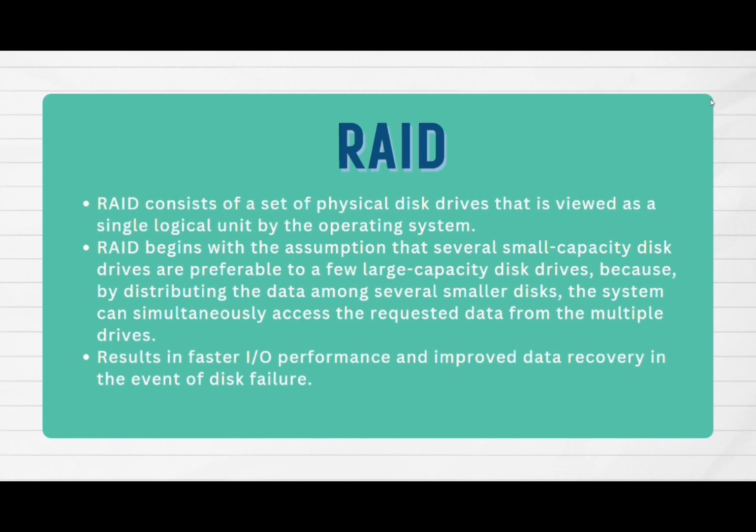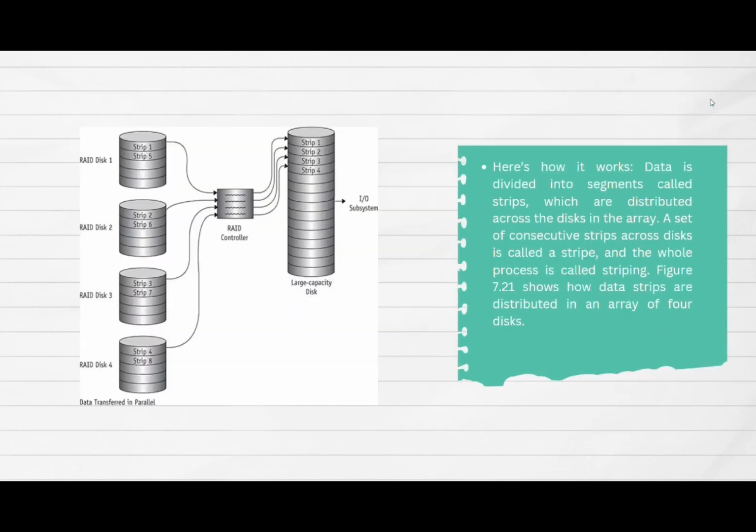And lastly, RAID. RAID consists of a set of physical disk drives that is viewed as a single logical unit by the operating system. RAID begins with the assumption that several small capacity disk drives are preferable to a few large capacity disk drives because by distributing the data among several smaller disks, the system can simultaneously access the requested data from the multiple drives, resulting in faster input-output performance and improved data recovery in the event of disk failure.